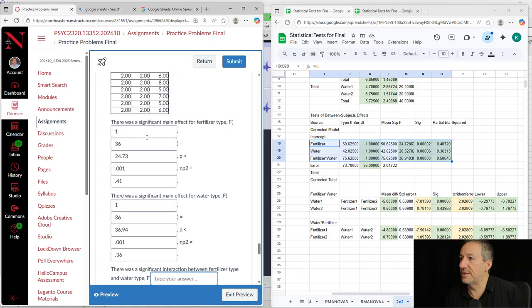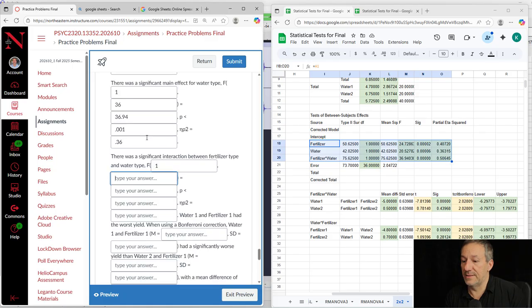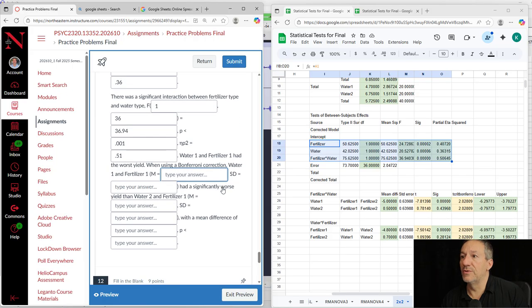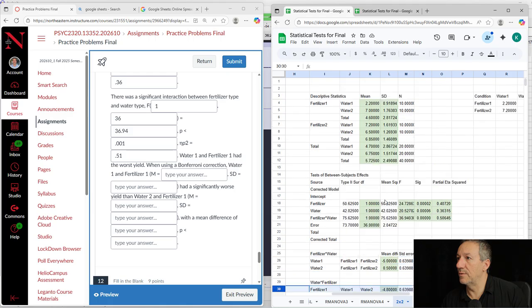And then for our interaction, it is 1 and 36 again. Our F is 36.94. P less than 0.001, and our eta squared is 0.51. Okay, and so yeah, using Bonferroni, water 1 and fertilizer 1. Water 1 and fertilizer 1. We can get that from up here. It was a 2 point right there at the top.